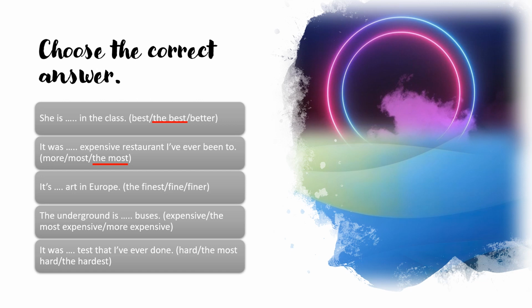Let's look at the next one. It's, what is the answer? Art in Europe. Correct. The answer is the finest. It's the finest art in Europe. The next one. The underground is, what is the answer? Buses. The answer is the most expensive.